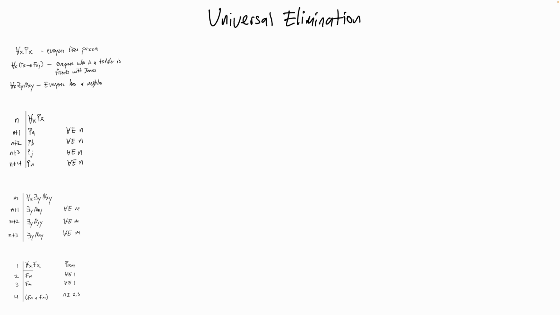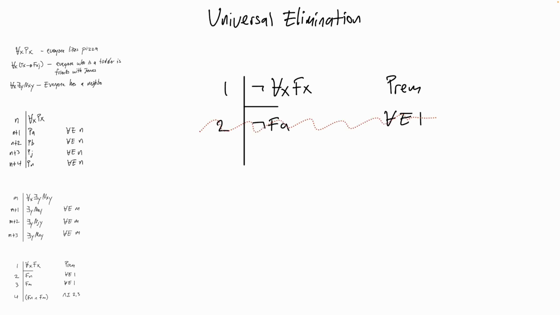Second, the one mistake that people tend to make with the universal elimination rule is applying it to formulas that are not actually universally quantified wffs. For example, they'll have a premise like not for all x Fx, and they'll appeal to universal elimination to derive not Fa. But that's a mistake because not for all x Fx is not a universally quantified wff. It's the negation of a universally quantified wff. So the universal elimination rule can't be applied to it. And it would be invalid reasoning to derive not Fa from not for all x Fx.